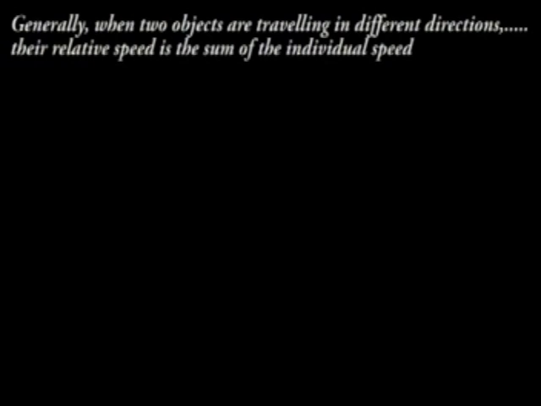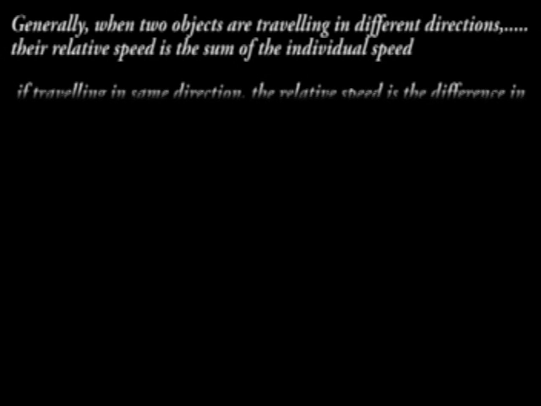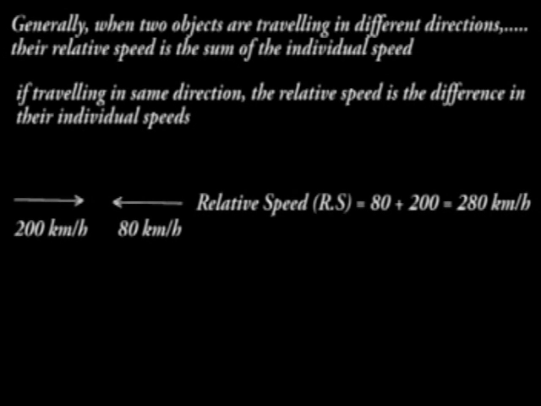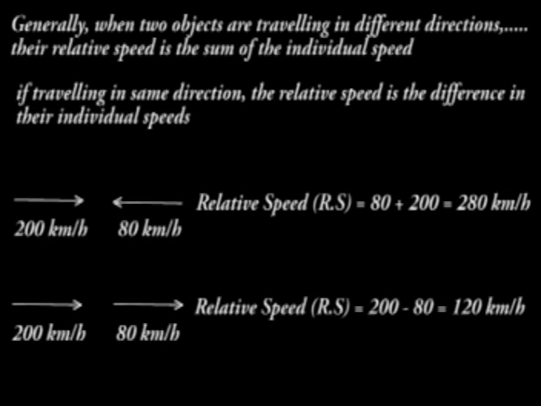Relative speed. When a vehicle is overtaking another, it appears to be traveling at a slow speed. However, when two vehicles are traveling towards each other, they appear to be traveling faster. This is called relative speed. Generally, when two objects are traveling in different directions, that is, towards each other, their relative speed is the sum of individual speeds. If traveling in the same direction, the relative speed is the difference in their individual speeds. This is illustrated below.